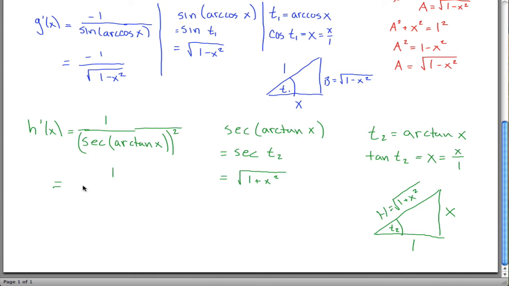So h prime of x is 1 divided by this thing squared, square root of 1 plus x squared, squared. And the square root and the squared cancel out, and we get 1 divided by 1 plus x squared. I'm not even going to put absolute value around this because x squared is always positive, because when we took the square root here, it had to be positive to begin with. So we don't need to add anything. We get h prime of x is equal to this guy. And that is the end of this perfect problem.